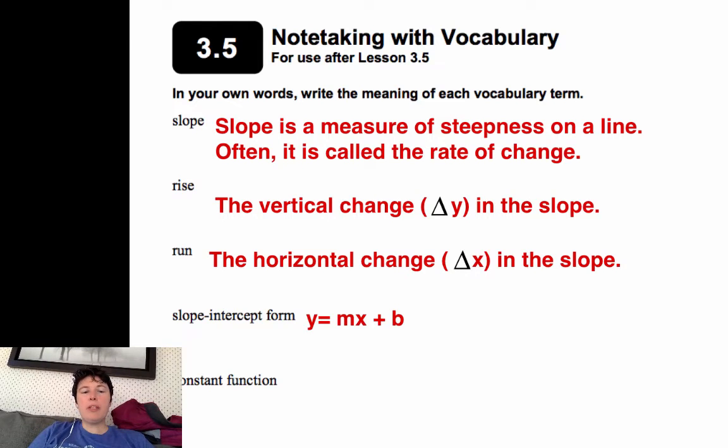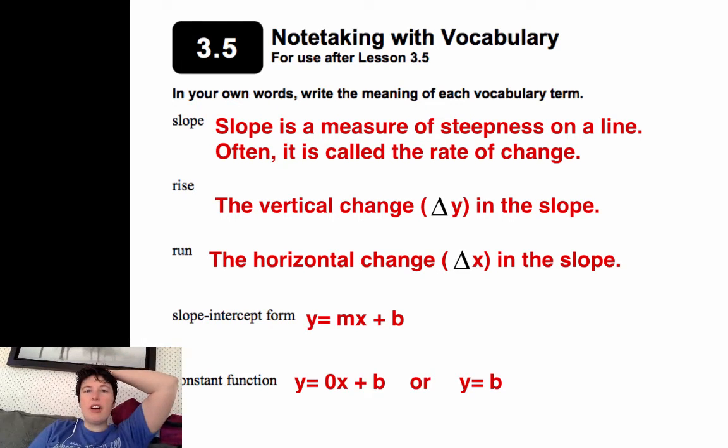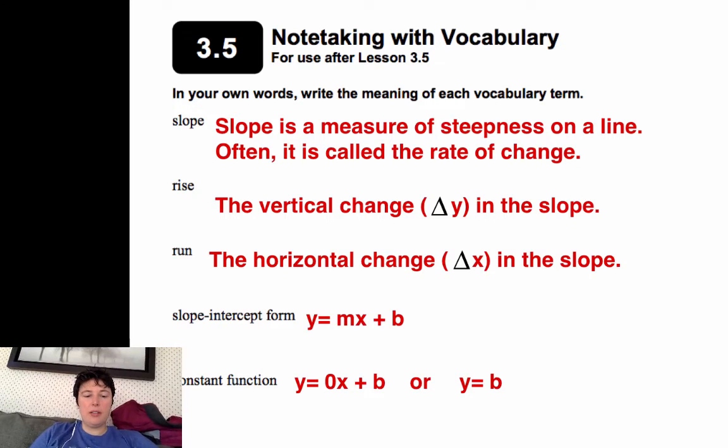And then that last little piece there where it says constant function, it's talking about lines that fall into this special category: y equals 0x plus b, or y equals b. These are lines that have a slope of 0, which means there is not really a delta y or a delta x. What's happening with those types of lines is they're flat. They don't have any steepness to them. So constant function is when you have a slope of 0 and you have a completely flat line. It's kind of a special case.